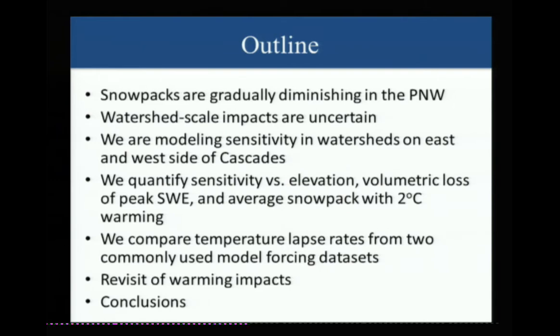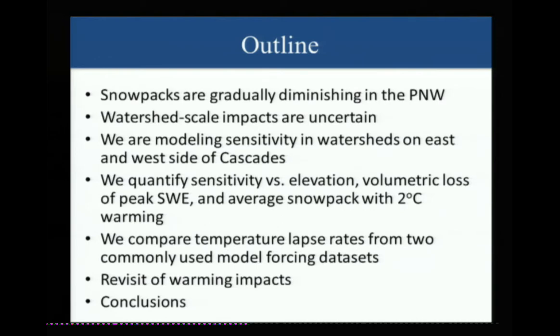So to do that, we use a physically based snowpack model to quantify the sensitivity as a function of elevation, where the sensitivity is defined as the percentage decline or percentage difference in the volumetric snow water equivalent with a 2 degrees Celsius warming. So we quantify the sensitivity versus elevation. We quantify the basin-wide sensitivity integrated across the elevations. And we show what an average snowpack in a 2-degree warming climate looks like compared to historic variability.